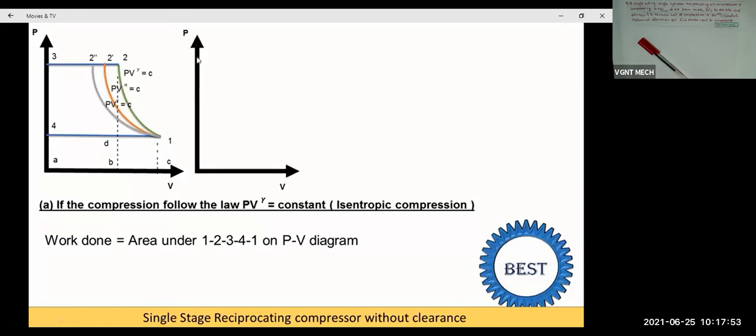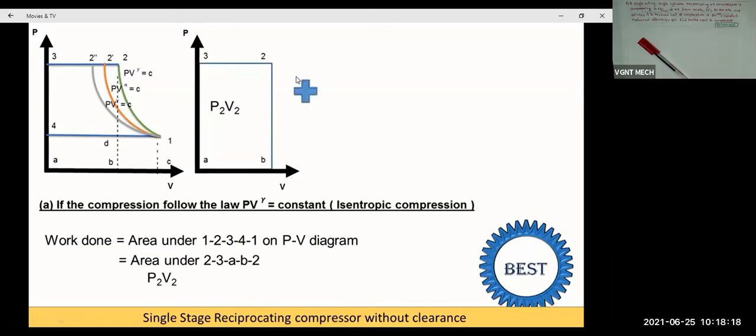First we divide this area as one rectangle, that is 2, 3, A, P. Now what is the area of this rectangle? Its height is P2 and its width is V2. So the area under 2, 3, A, P is equal to P2 into V2.